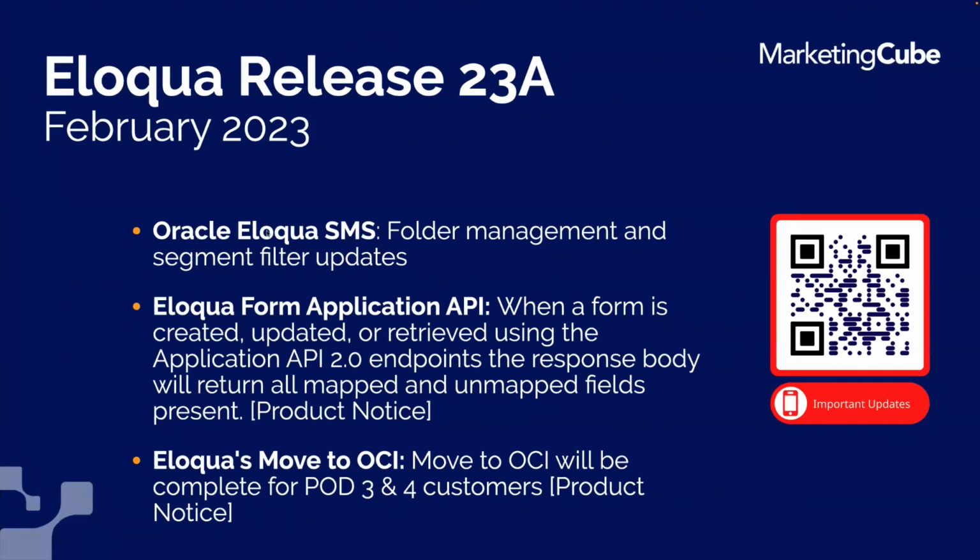If you're running the Oracle Eloqua SMS product, then increased ability around folder management and segment filter updates is also now available. Hopefully you're seeing that. Pods 3 and 4 are also moving to the Oracle Cloud Infrastructure, or OCI, as it's called. Good information to know. Is it overly exciting? Well, it kind of is, but it's more background technology. It's just newer, faster, bigger servers from Oracle that Eloqua is sitting on, which is cool. And we'll see lots more functionality over the coming years as a result of the move to these new data centers as well. So that's good news.